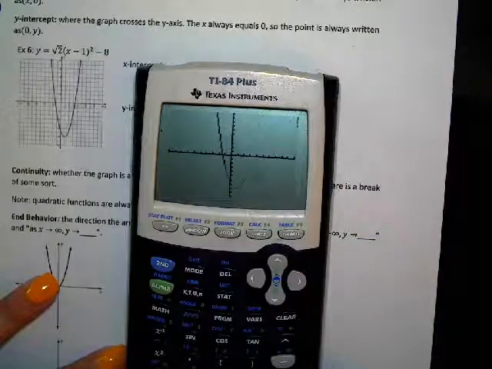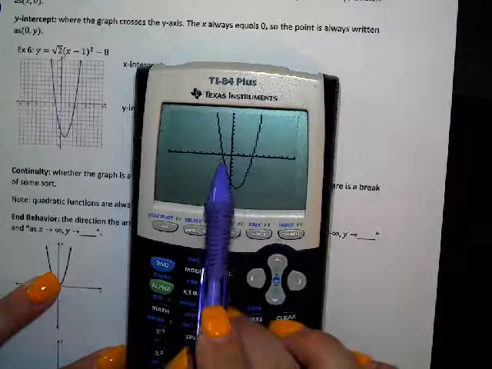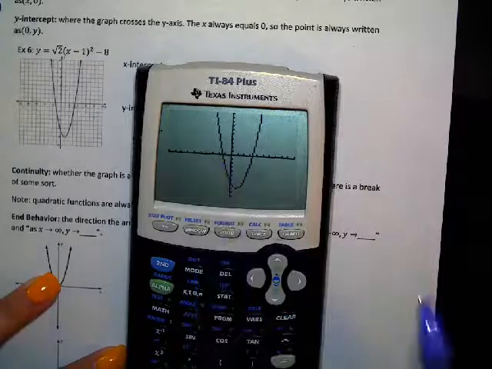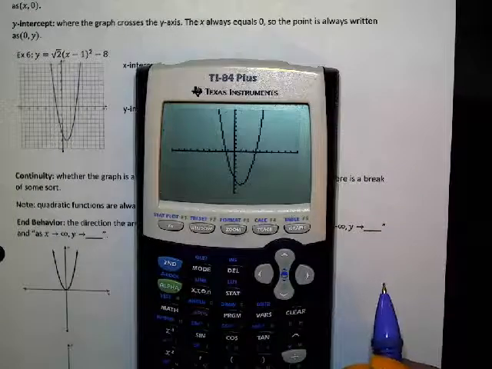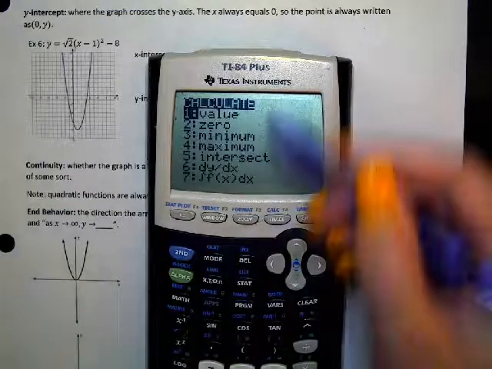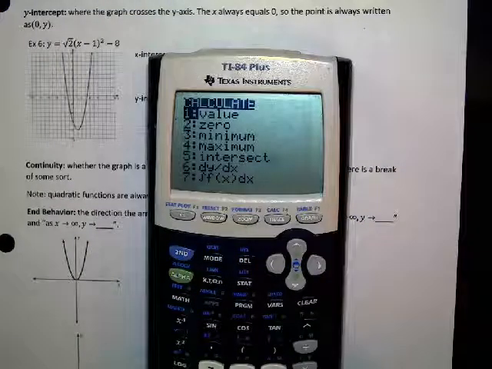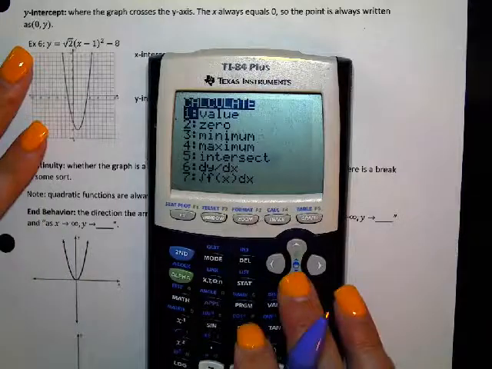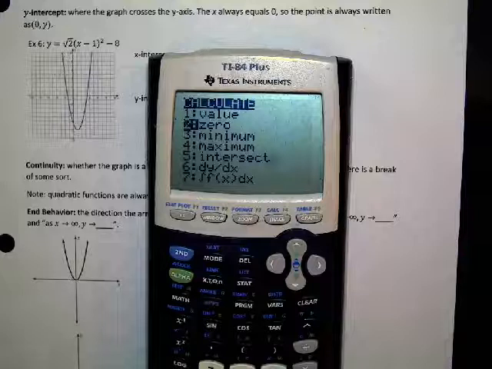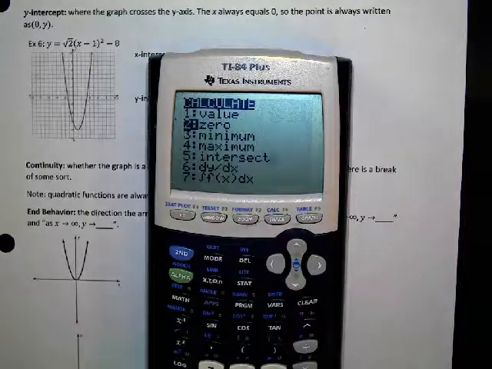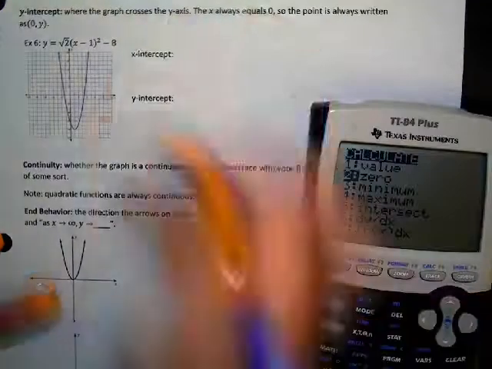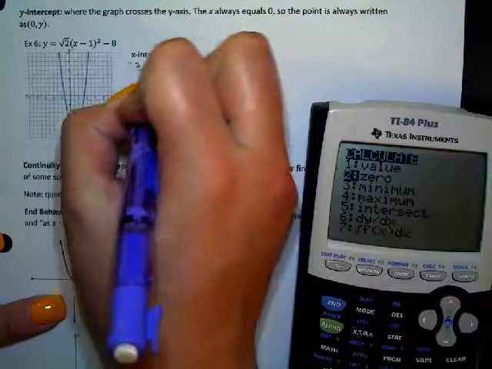All right, now I can see my x-intercept right here. I can see it's between -2 and 1. So I want to find that x-intercept between -2 and 1. Now over here, if I do second trace, there's nothing on here that says x-intercept. So what we're looking for here is called the 0 of the graph because it is where y equals 0, and y is another word for, or another letter for, the function. Okay, so x-intercept is called the 0 of the graph.